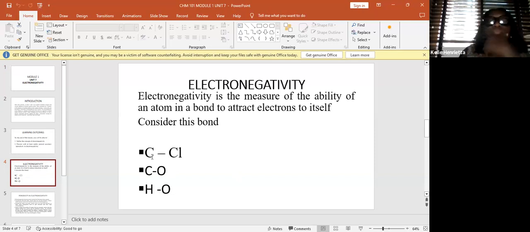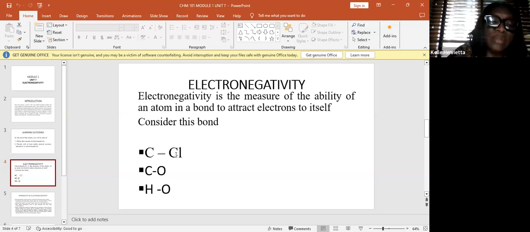These atoms are sharing their electron. That's why there's a dash to form this covalent bond. Now, what happens? We are saying electronegativity is the ability of an atom in a bond to attract electron to itself. So these two atoms, carbon and chlorine, I'm talking about the first one, they are in a covalent bond. But this chlorine has a tendency to draw this electron that they are sharing. This is 2 electrons. This one donated 1, this one donated 1 to form this single covalent bond.